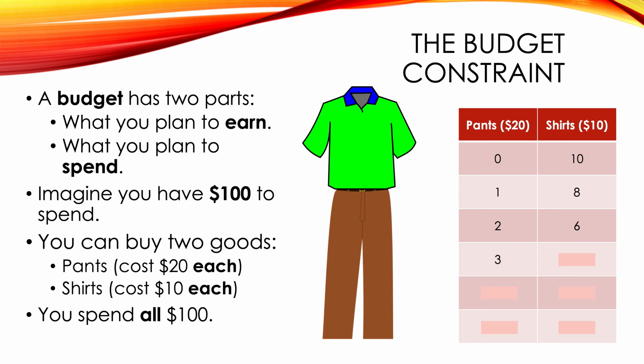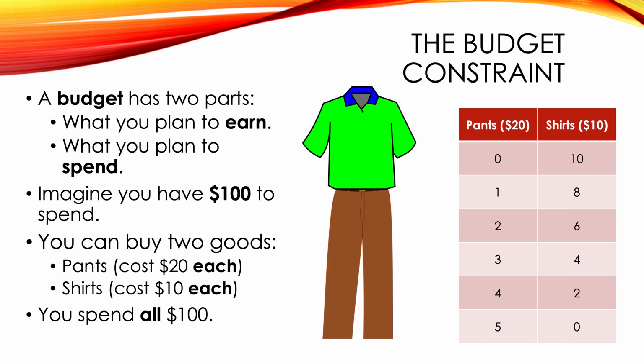If you buy 3 pairs of pants, that's going to cost you $60, giving you $40 left over for shirts. You can buy 4 shirts and on and on. Now, if you buy 5 pairs of pants at $20 a piece, that's going to be your whole $100 right there. In other words, how many shirts could you buy? The answer would be 0.